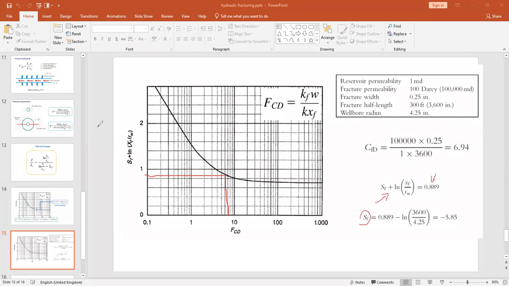So it means that this particular parameter is equal to whatever value you are going to read. You already know the fracture half length. You already know the radius of the wellbore. So the only unknown in this particular formula is what? The skin has been calculated in this case, and it is negative 5.8. It has to be negative. If it's not negative, then there's a problem.